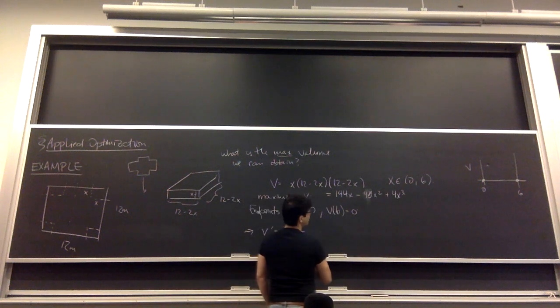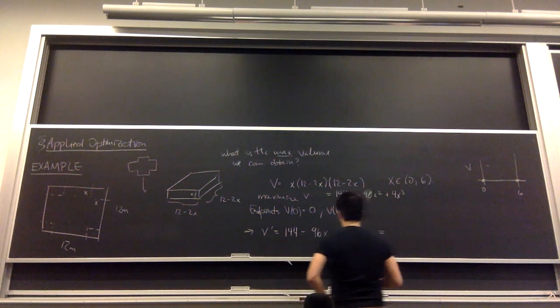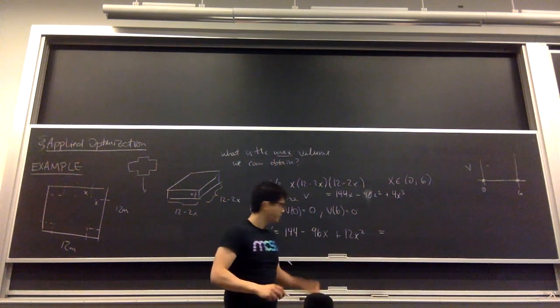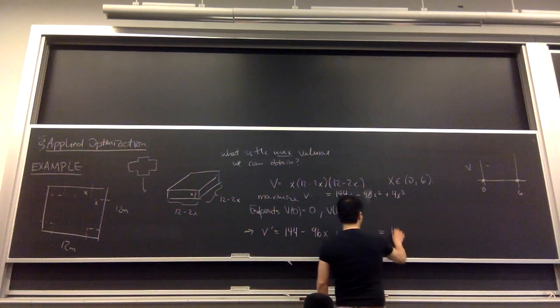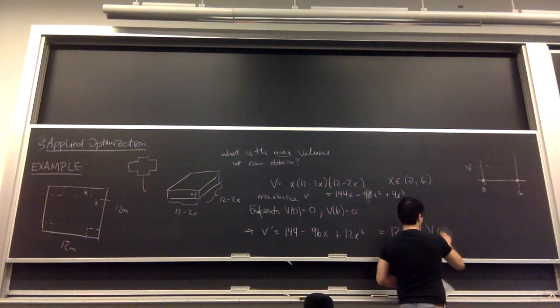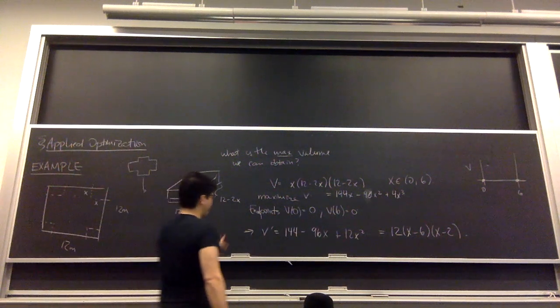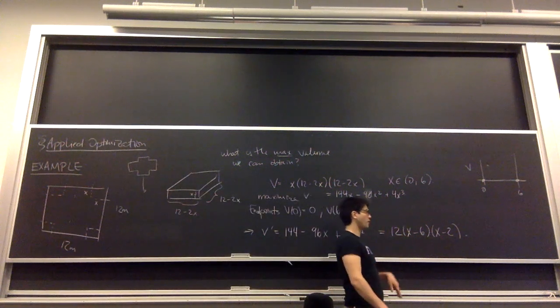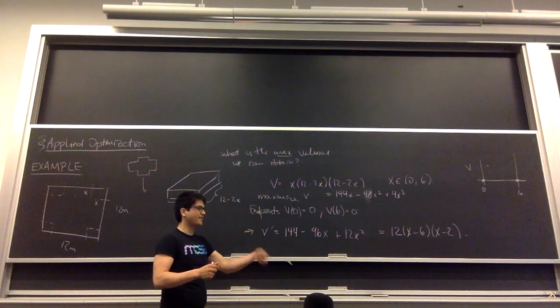Okay, so this means the derivative is what? 144 minus 96x plus 12x squared. Let's see if we can factor this at all. Does 96 and 12 do anything? Yeah, I think if I take out a 12, the remainder is going to be x minus 6, x minus 2. All right, so given that the derivative is this, what are the critical points then? Critical points occur at x equals 6 and x equals 2.